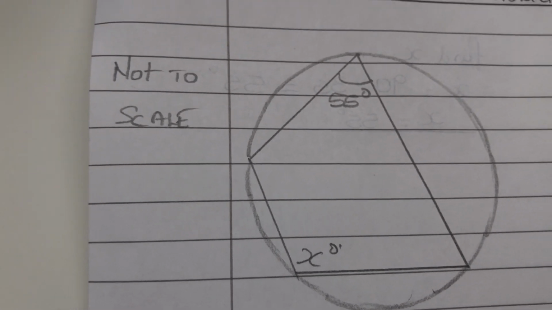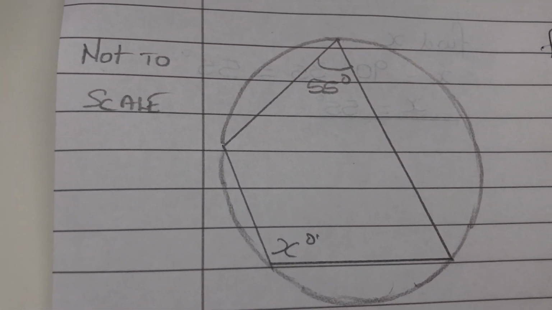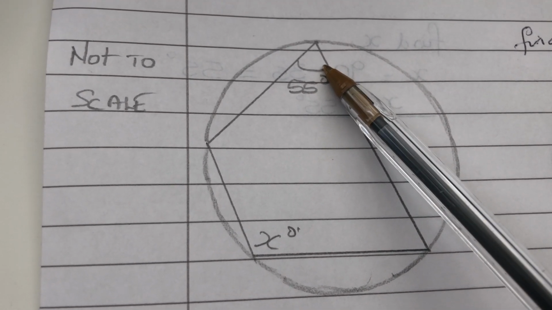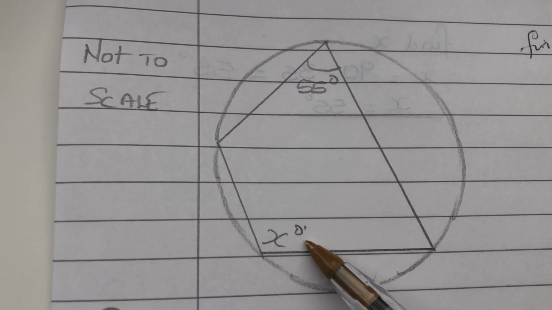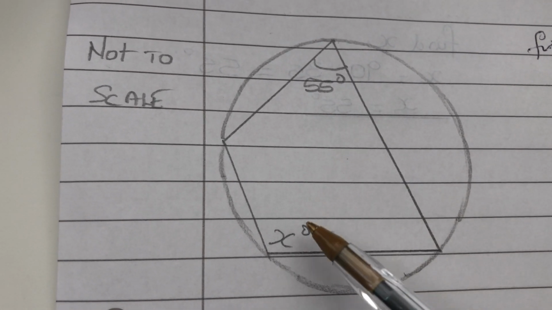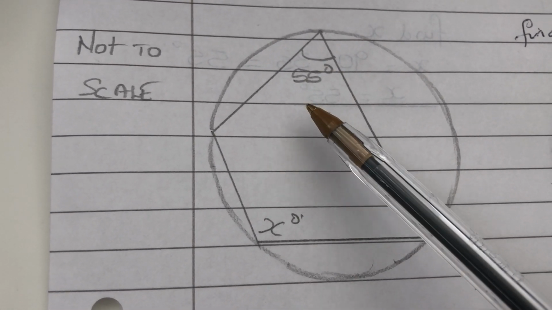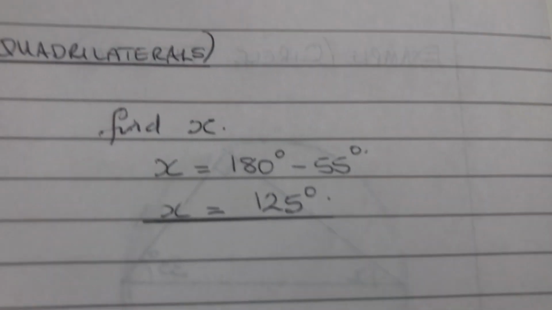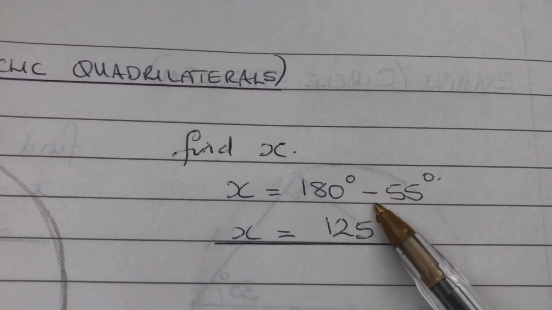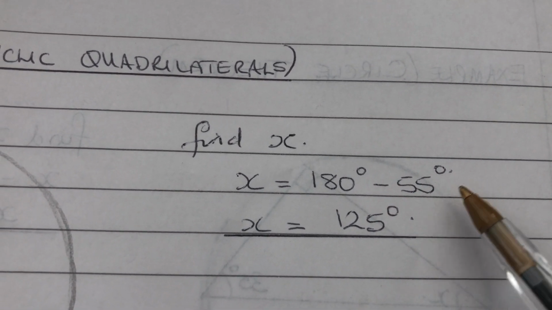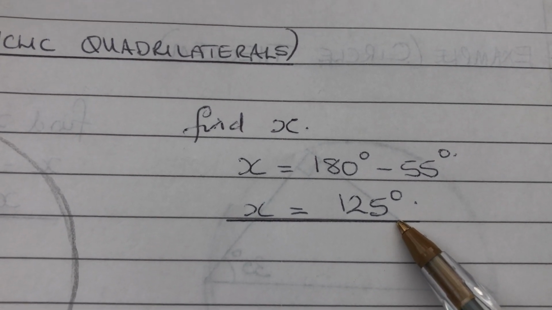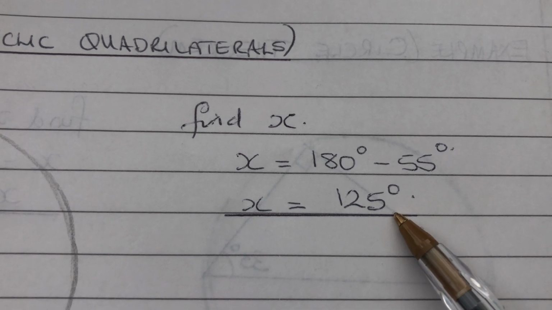Now the next one is also a cyclic quadrilateral. As I've explained, all my diagrams are not to scale. So in this diagram, this is 55 and that is x squared. To find x, it will be 180 minus 55. So x equals 180 minus 55, which is 125 degrees. Okay, don't forget the degrees.